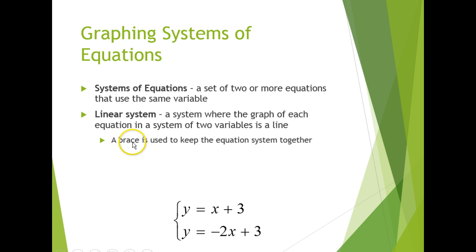Okay, obviously a linear system means we have 2 equations and the graph is the line. We use a brace, or remember this is called a curly bracket. That's what you're going to fill in on your handout. It's used to keep the equation system together. It's important that when you list a system of equations that you put this little curly bracket off to the left. Okay, take a minute, get your note page filled in. Pause if you need to.